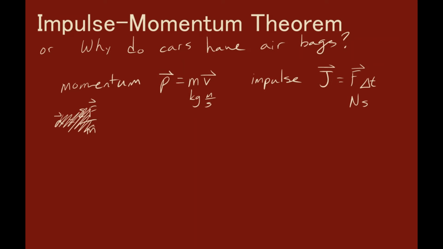What Newton said was that the force would create a change in momentum for a given time. And if you notice here, if we multiply both sides by that time period, we basically get that the impulse creates a change in momentum.